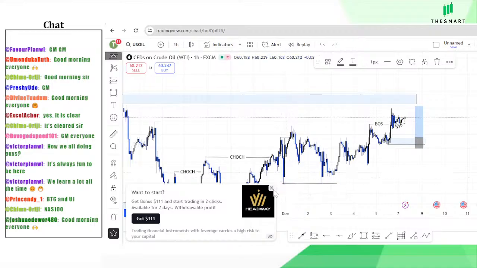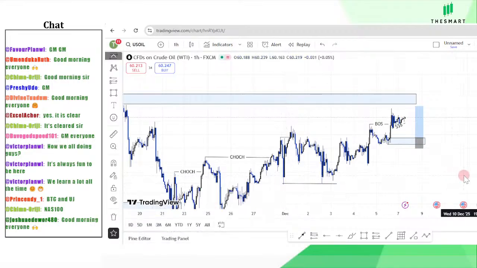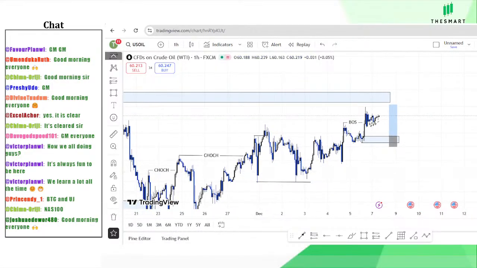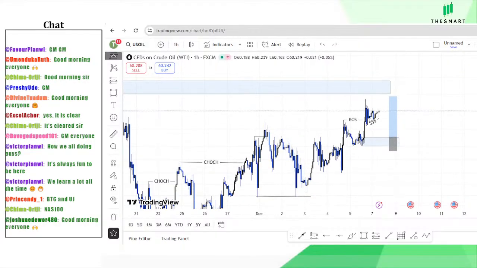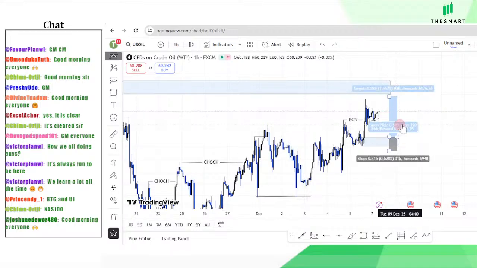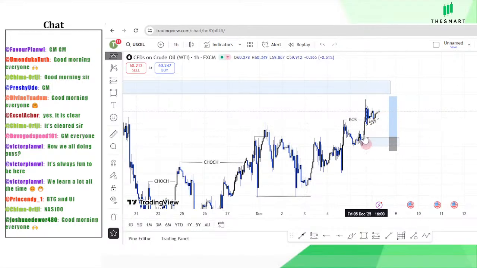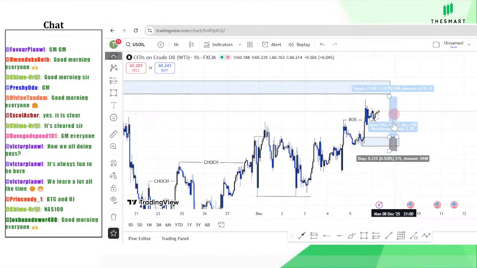Gold is still far from our point of interest. BTC is still far, but I believe that just one candlestick on BTC can actually take the price down to that point. So this is what we have here. We have our liquidity, we have the momentum, order block, fair value gap. Everything is valid for this setup to actually play out.